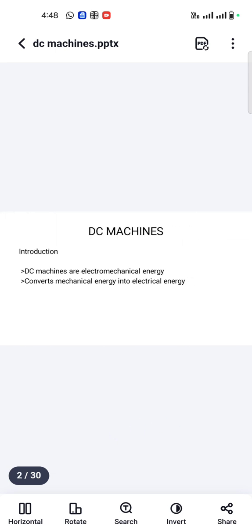Okay, DC machines. What is a DC machine? It's an electromechanical energy conversion device. What is electromechanical energy? Energy conversion between electrical energy and mechanical energy. That is electromechanical energy, right? If we convert electrical energy into mechanical energy, we can say that is a motor action. Example: fan, water pump, mixer grinder, etc.